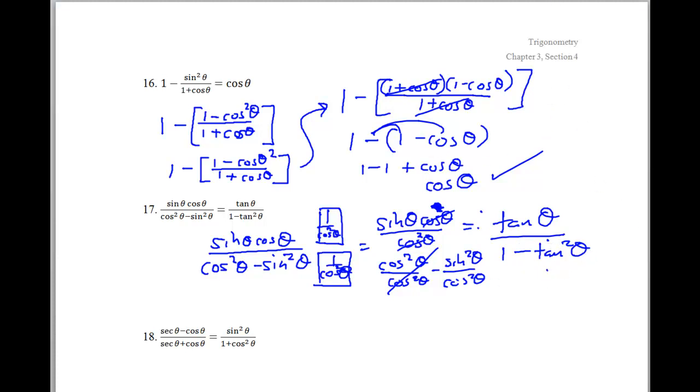All right, let's move on to the next 2 problems out of 5. And let's go take a look here. In problem number 18, I've got secant minus cosine and secant plus cosine.